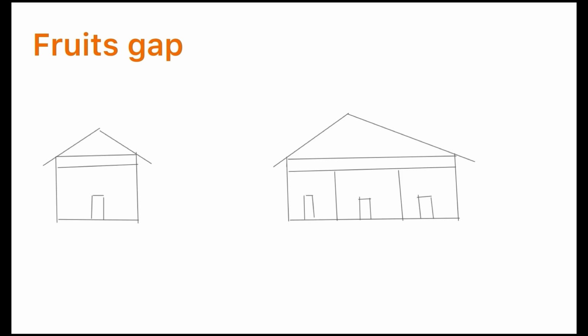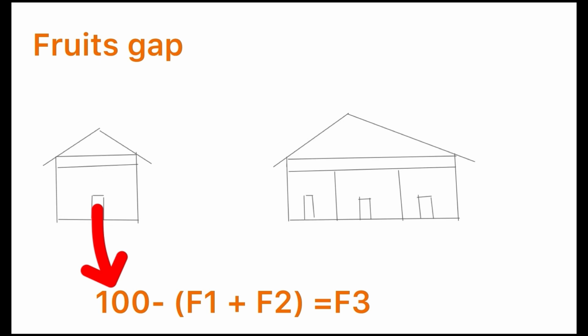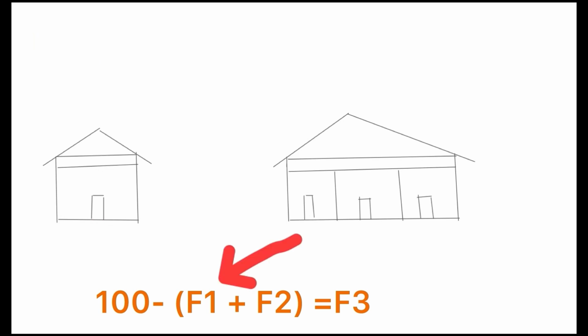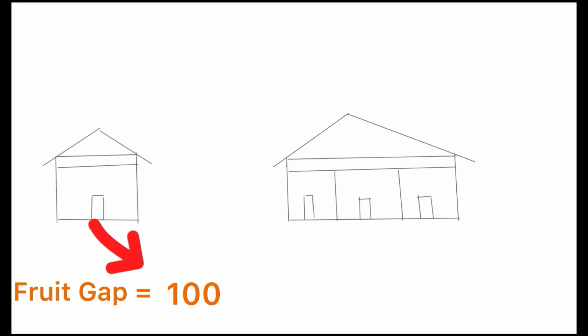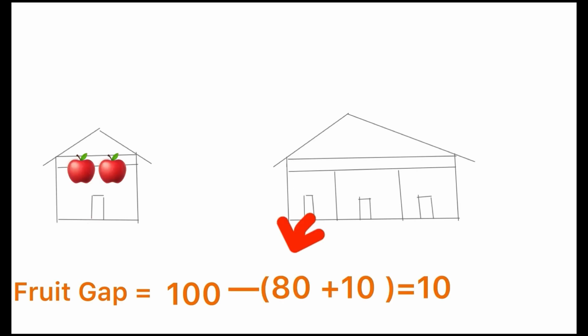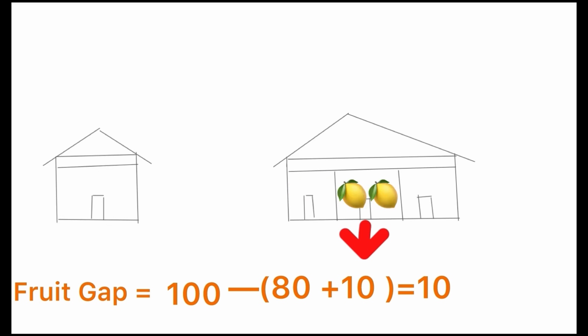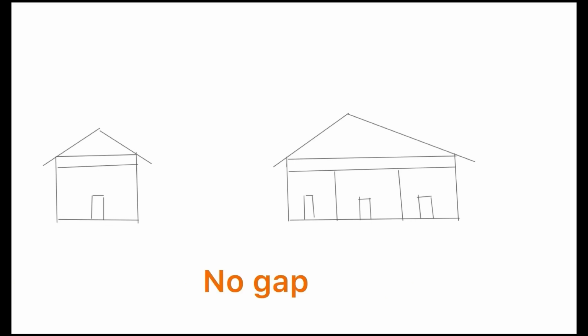What is fruit gap? Actually, there is no physical gap. The formula is 100 minus the fruits in the first room plus the fruits in the second room. This formula let her calculate the amount of fruit in the third room without directly seeing it. For example, if the shop had 100 apples, then fruit gap will be amount of apples minus amount of mangoes plus amount of oranges. This gap value represents the number of fruits in the third room. In reality, there is no actual gap. The formula is just a way to estimate the fruit count in the unseen third room.